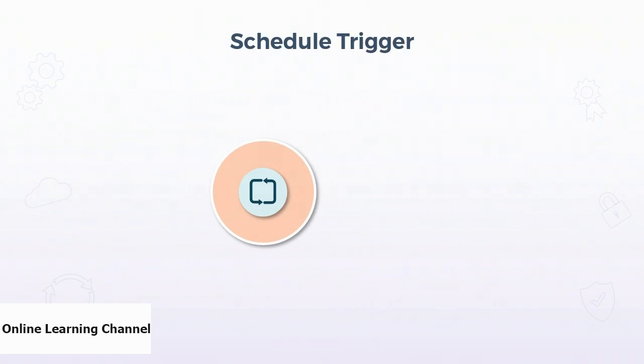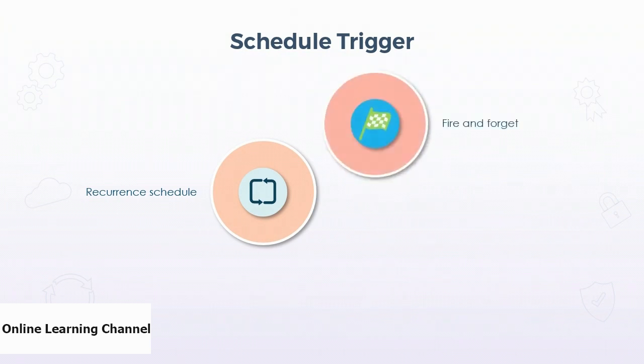So first we have the schedule trigger. This type of trigger lets you set a recurring schedule. For example, you can configure it to trigger a pipeline run every Friday at 2 p.m. Or you could configure it to trigger a run every 4 hours. A schedule trigger is a fire and forget type of trigger. This means that it doesn't track the pipeline run success or failure. It simply starts the run and then moves on.